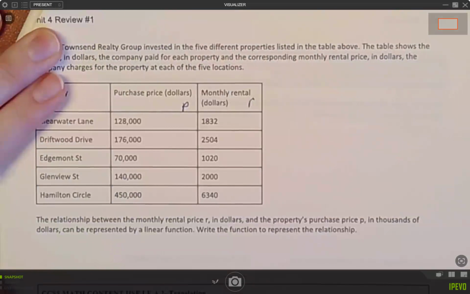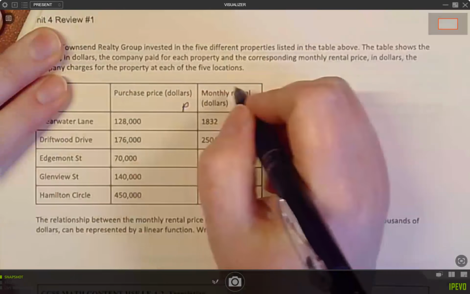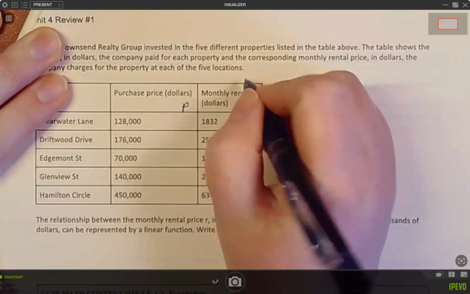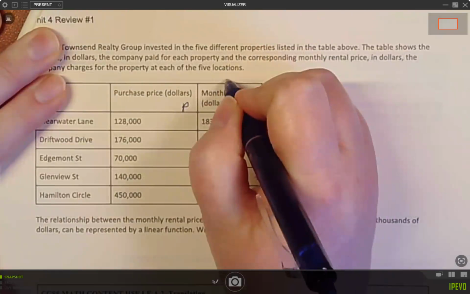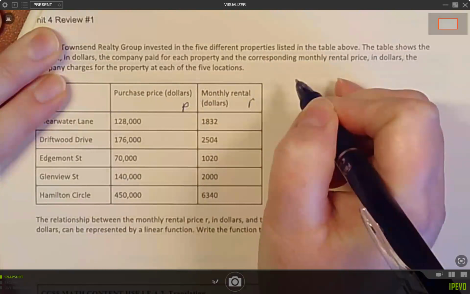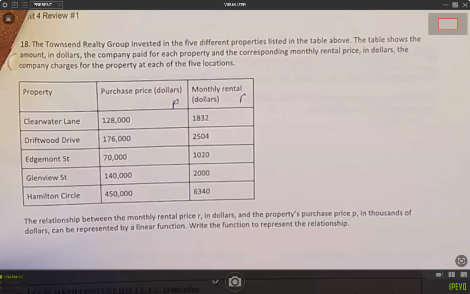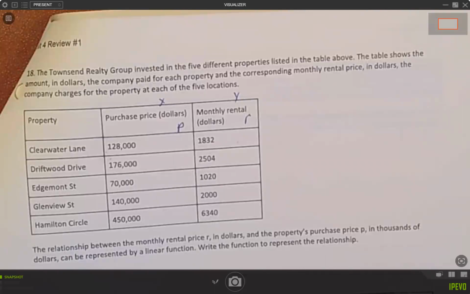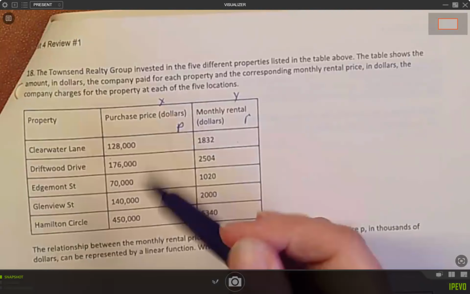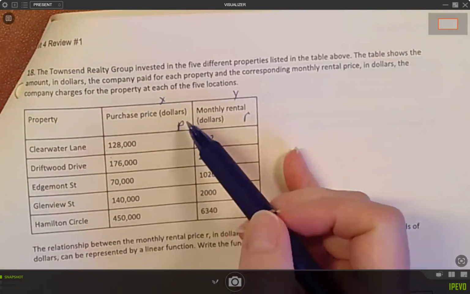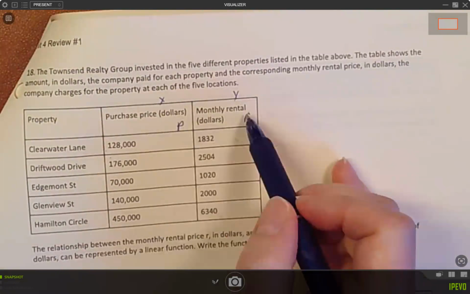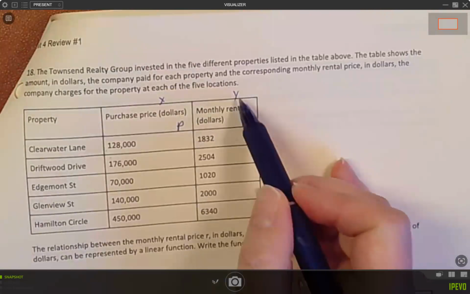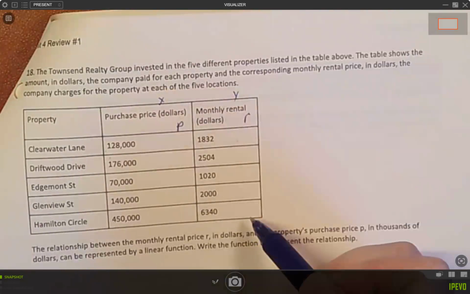So let's go ahead and do that. So let's actually reverse these a little bit. I'm going to call this our X and our Y. So for purchase price, we're going to represent that with P or X because I just personally prefer to work with X and Y. And for monthly rental dollars, we're going to represent that with R. And then while I'm writing the equation, I'm just going to use X because that's what I'm a little bit more comfortable with.